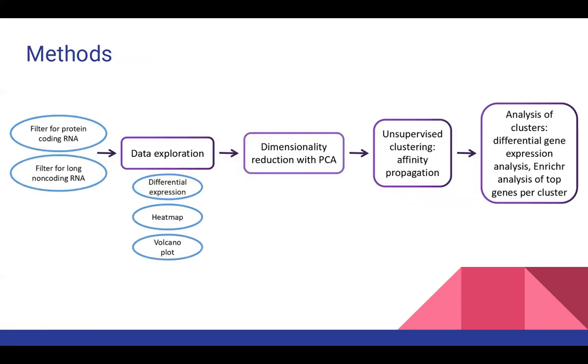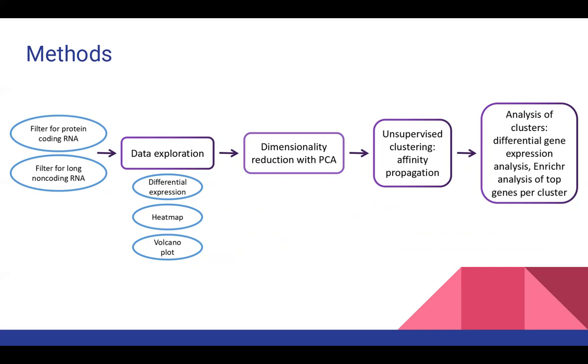These are the methods that I used. First, since protein coding RNA and long non-coding RNA have separate expression profiles, they were analyzed separately. So the data set was filtered for either protein coding RNA or long non-coding RNA based on gene names from Ensembl BioMart. Each subset of data was annotated with corresponding metadata containing clinical characteristics of each sample, such as OUD diagnosis and brain region.